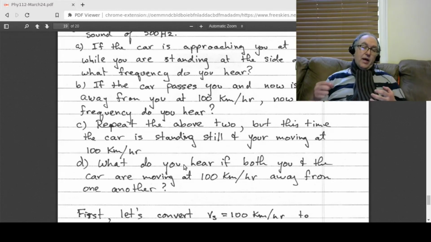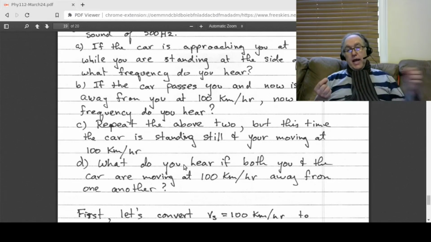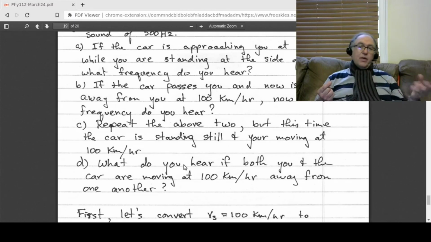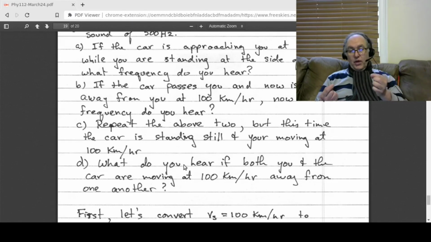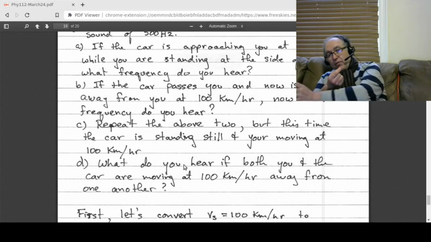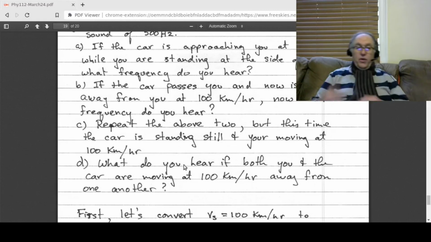But instead of the sound source, the car, moving, the car's standing still. And you're going to be moving, okay? Now, you can't run at 100 kilometers per hour, but maybe you're in a car, and you're listening, and you hear this car that's stationary on the road. This is the source, the car that's stationary, and it's got its horn blaring, emitting this 500 hertz sound, and you're driving towards it at 100 kilometers per hour. What do you hear? And then you pass it and you're moving away from it at 100 kilometers per hour. What do you hear?